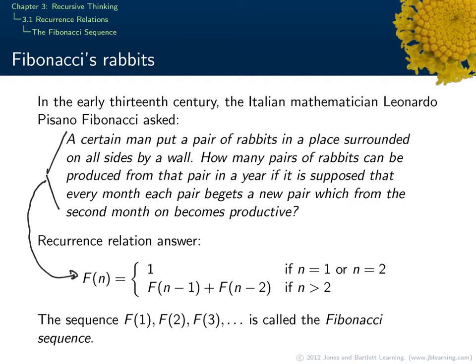So when n equals 1 or 2, the value of f of n is equal to 1. And for any n bigger than 2, what you do to get the output is add the prior two values of f. So this sequence that's formed is called the Fibonacci sequence.